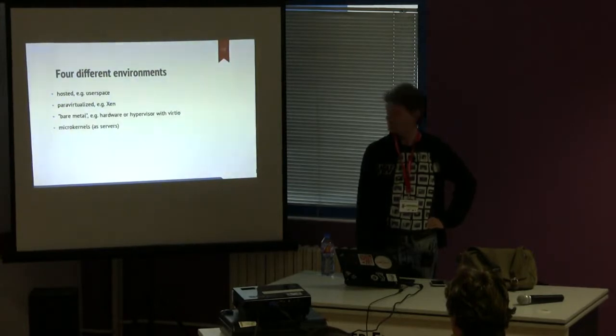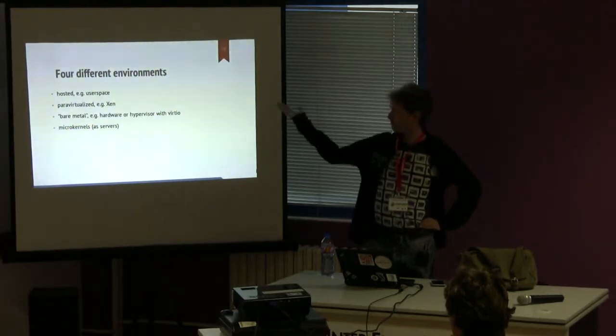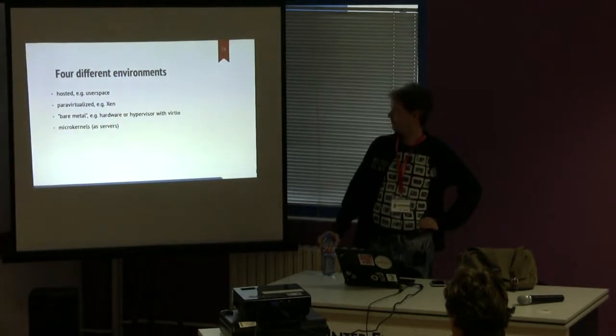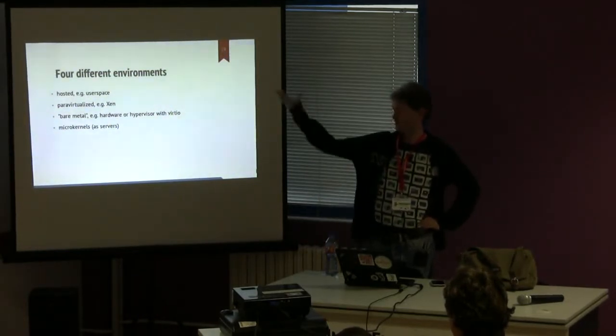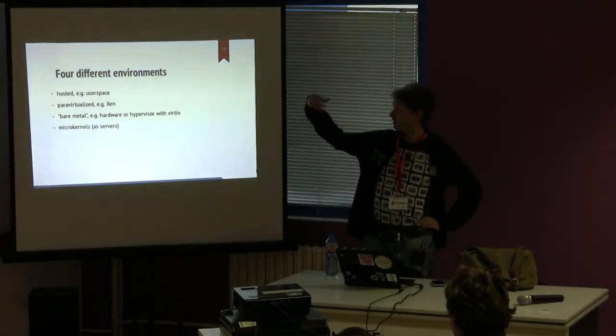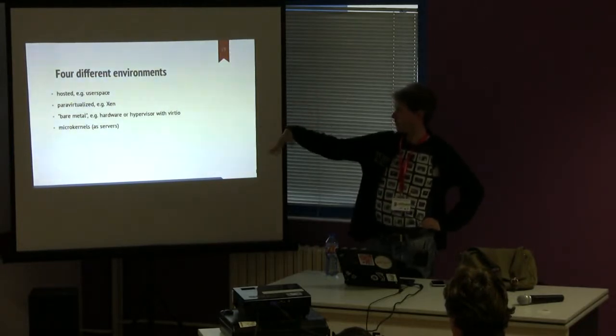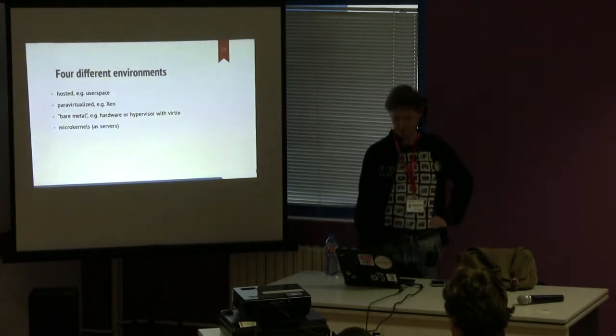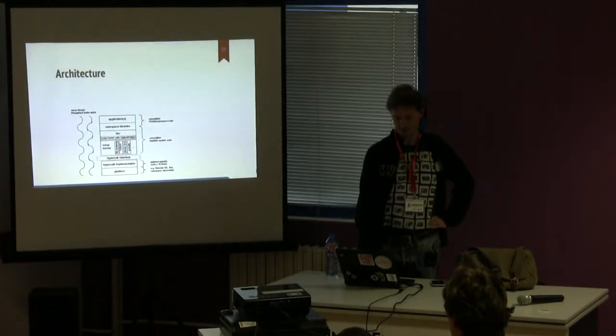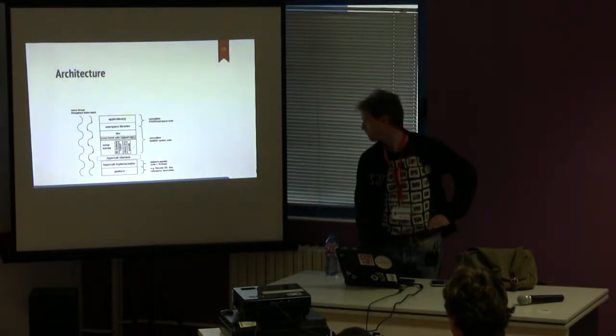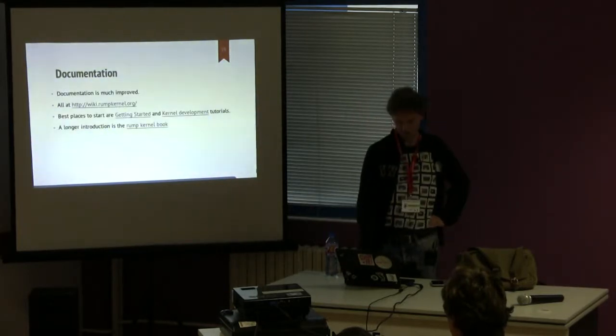So fundamentally, there are 4 different environments that we now support the rump kernel running on. Userspace hosted, the sort of original standard one, the Xen paravirtualized type environment, the bare metal one, or microkernels as servers. And this is the sort of architecture of it, which you probably can't see very well from there.